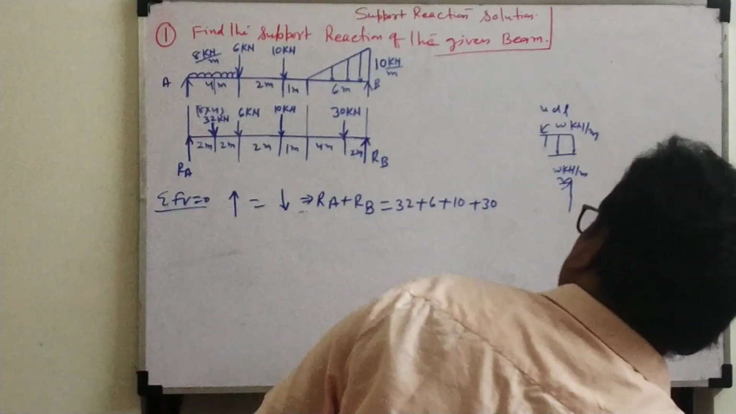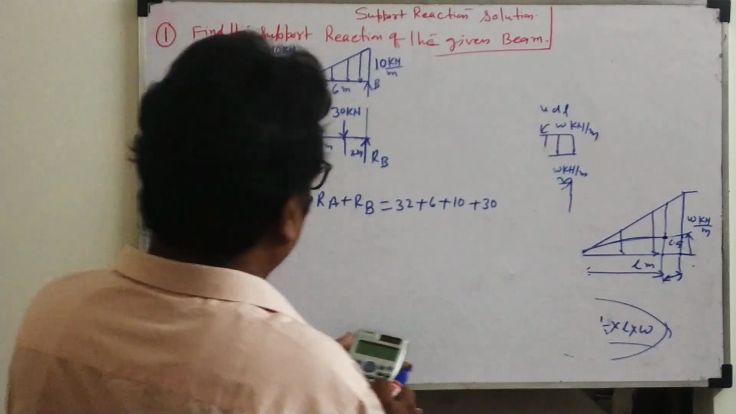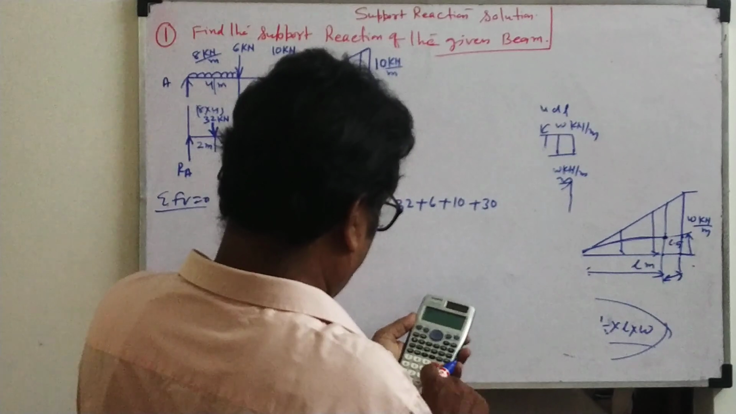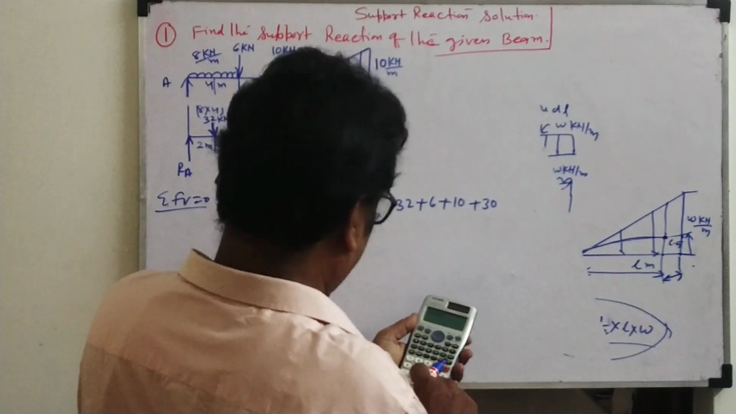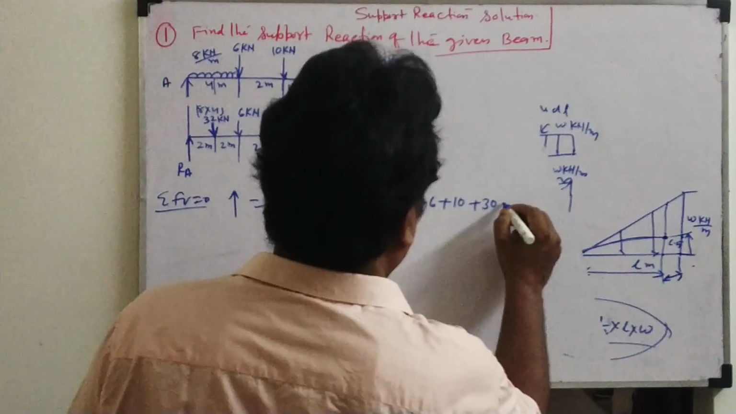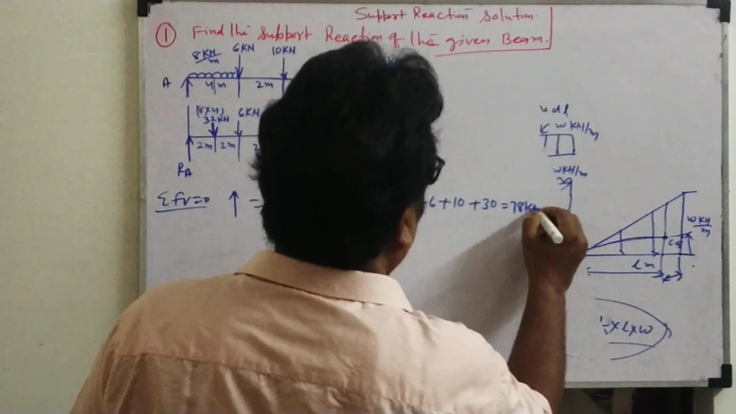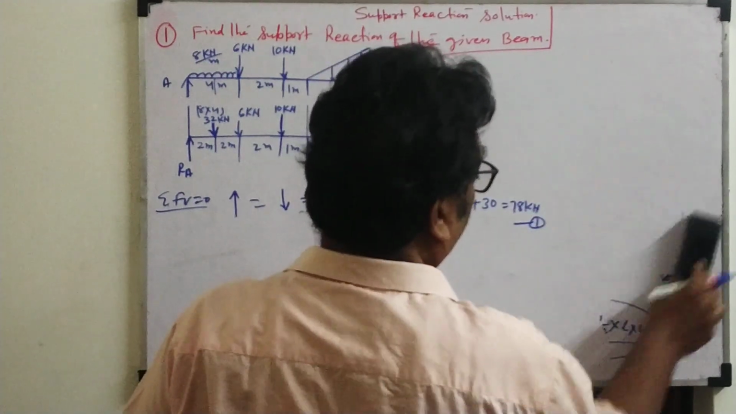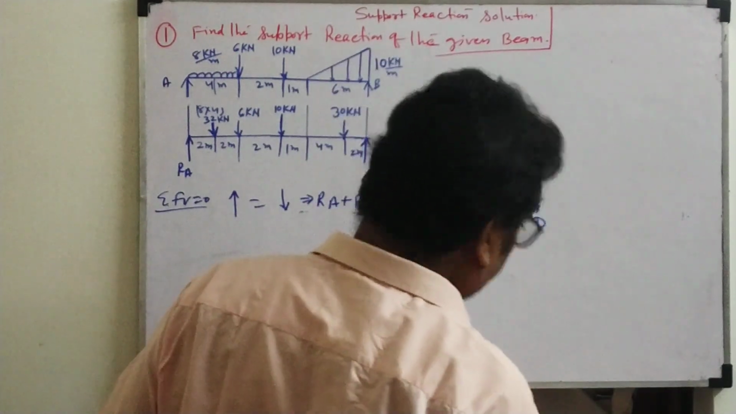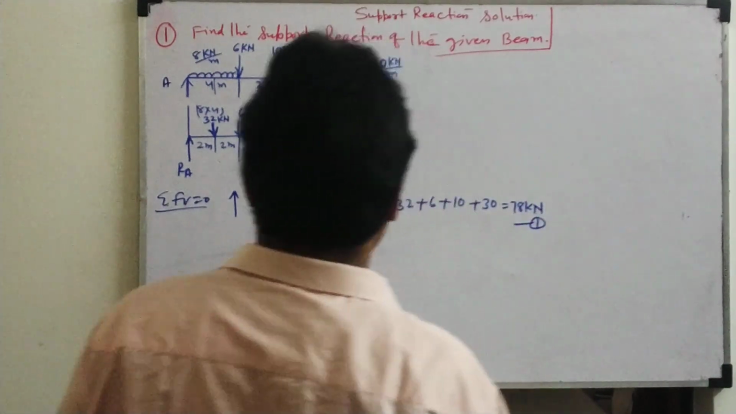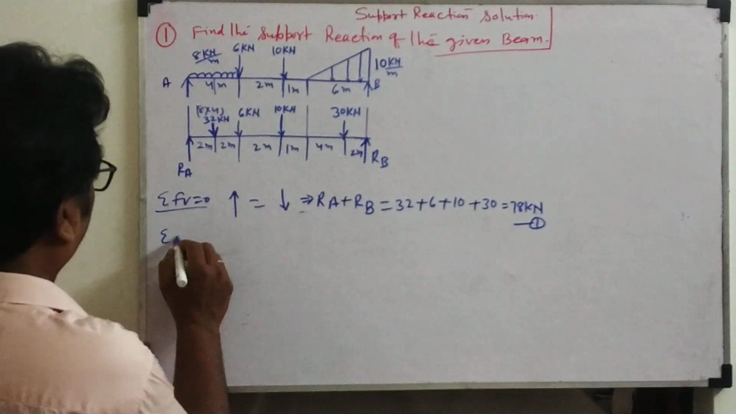Now just calculate this, how much? 32 plus 30 plus 16. Directly I'll write, it is coming 78 kilonewton. Give this equation number 1. The other thing is not required. So this is the 78 kilonewton. Okay, now moment about A.